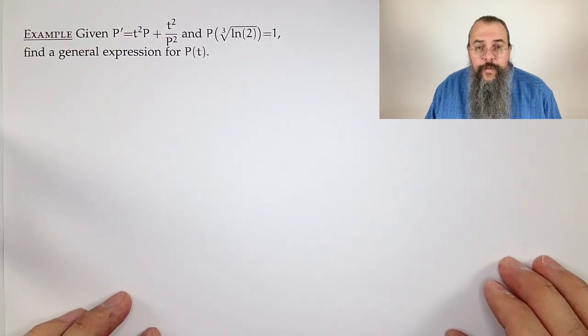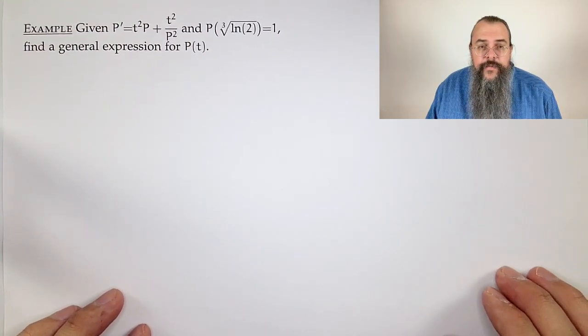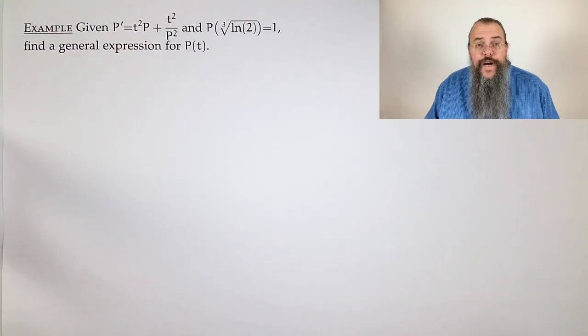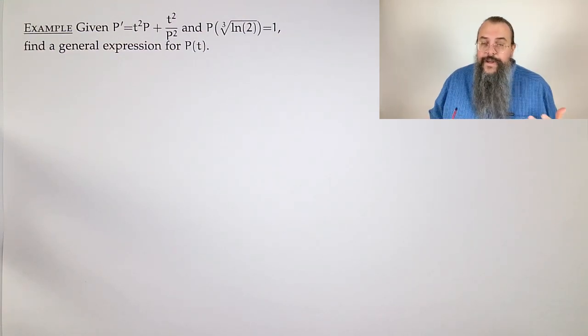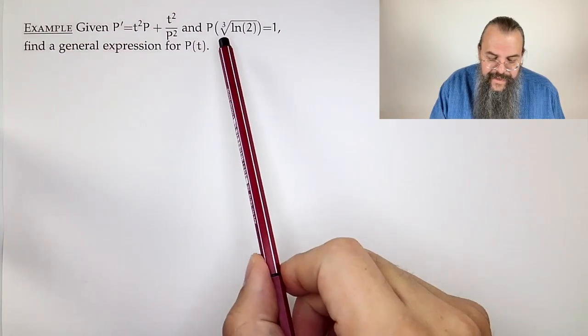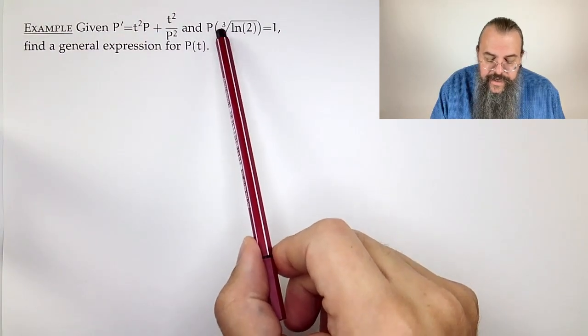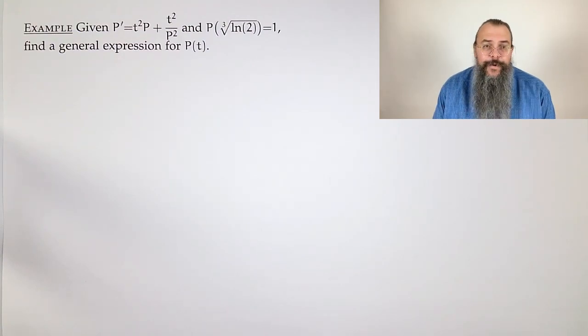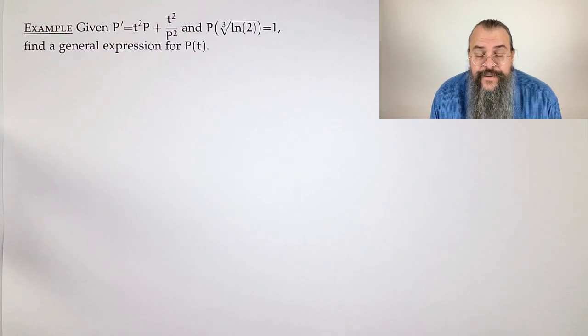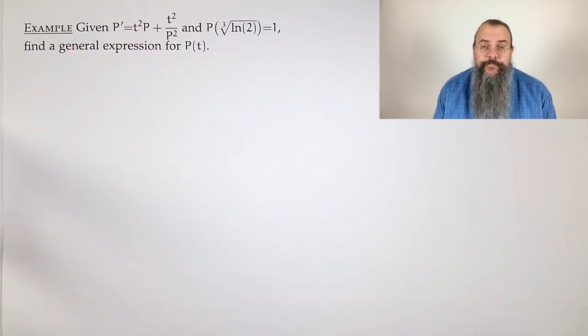Okay, this one looks more straightforward. Given that p prime is equal to t squared times p plus t squared divided by p squared, and p of the cube root of log 2, so that's not a square root. See that little 3 there? That means the cube root of log 2, equals 1. That's kind of a weird initial condition. All right, find a general expression for p of t.